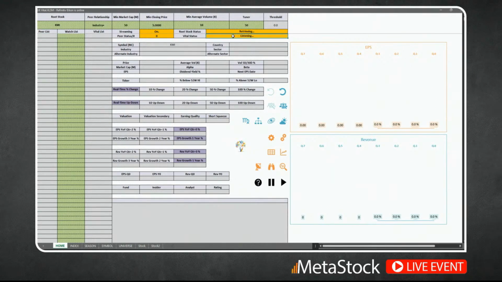It's listening to Refinitiv. It has sent a request to Refinitiv. It's listening. Give it a few more seconds and I may take a sip of coffee using that time.